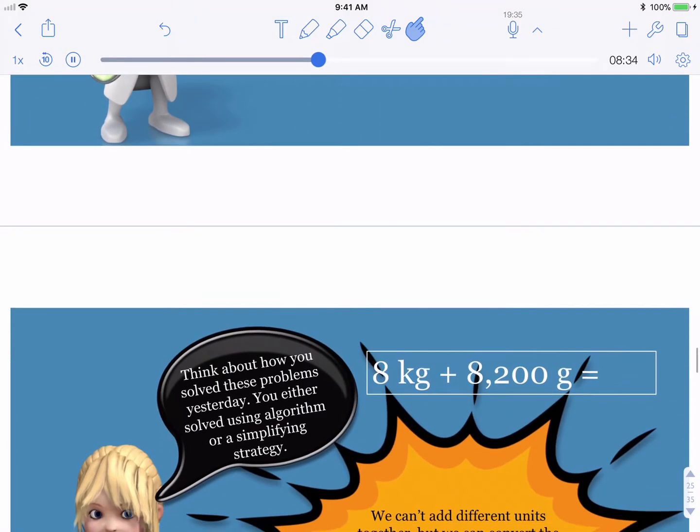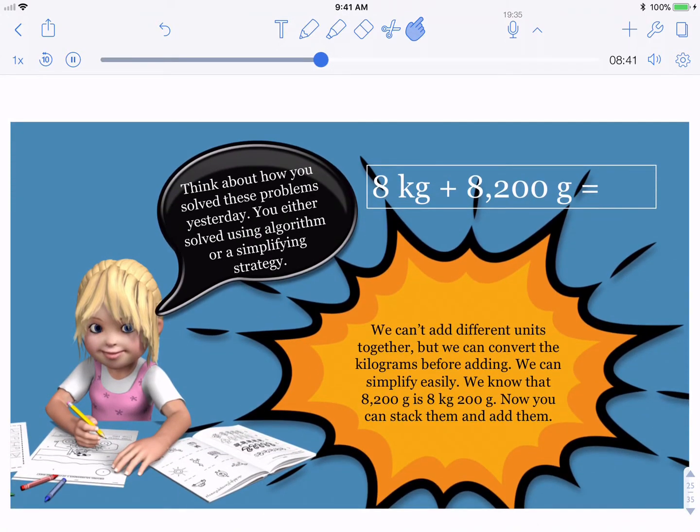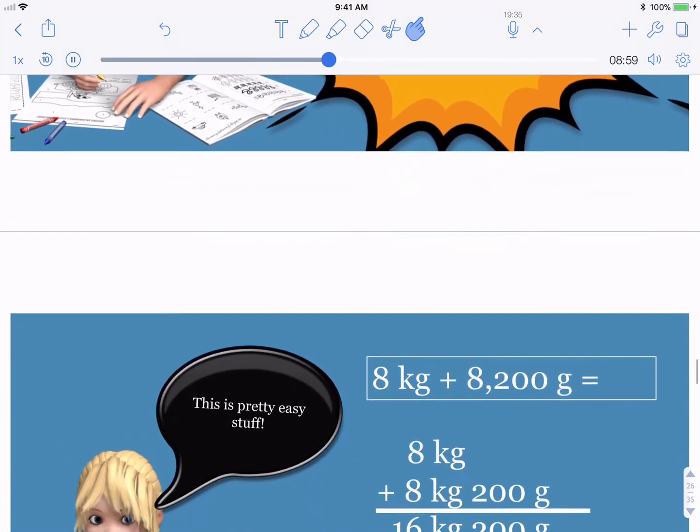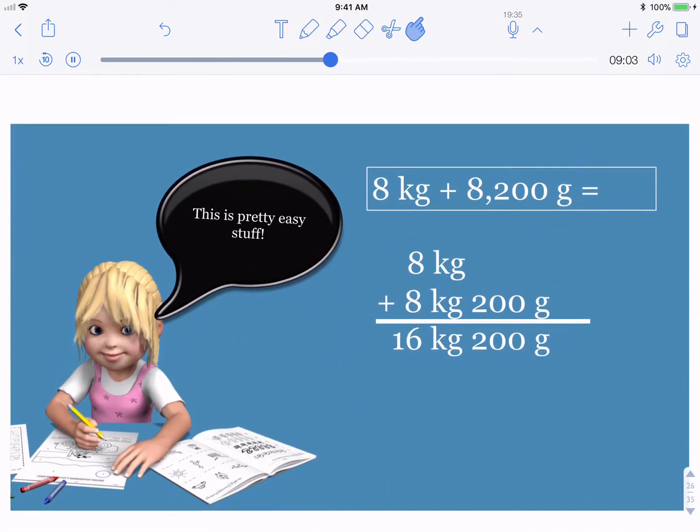Okay, think about how you solved these problems yesterday. You either solved using the algorithm or a simplifying strategy. We can add different units together because we can convert the kilograms before adding. We can simplify easily. We know that 8,200 grams is 8 kilograms, 200 grams. Now you can stack them and add them. So I can say 8 kilograms plus, remember you can take the comma out and put a kg in its place, 8 kilograms, 200 grams.